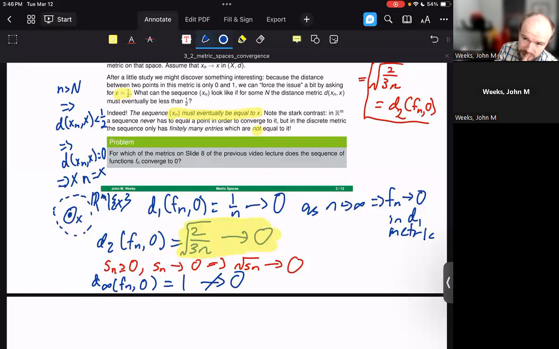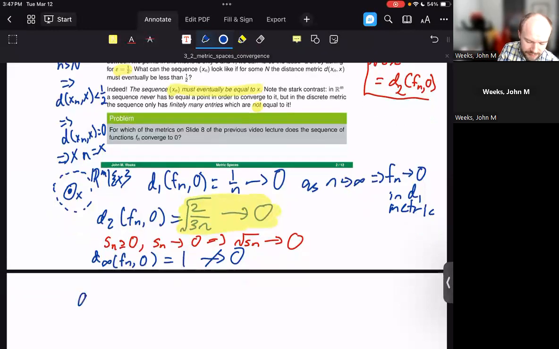Now, I want you to notice something real quick. f sub n converges to 0 in D1, f sub n converges to 0 in D2. It does not converge to 0 in D infinity. A wrong question to ask here is, okay, then what does the sequence f sub n converge to? Do they converge to 1 because these distances are always equal to 1? No, d infinity of f sub n comma 1 is going to have the exact same issue. Its distance is always going to be equal to 1.